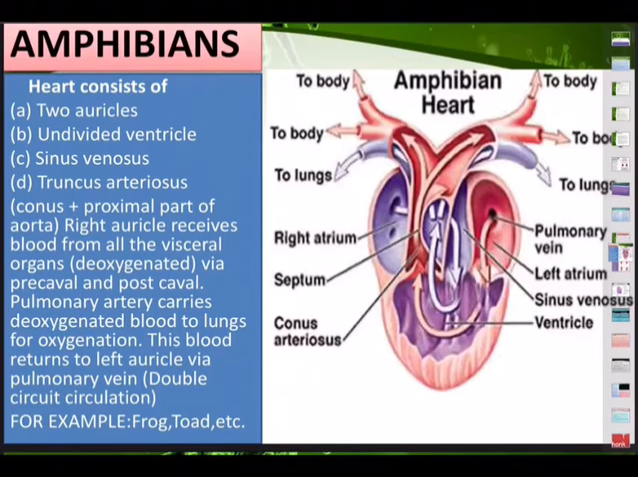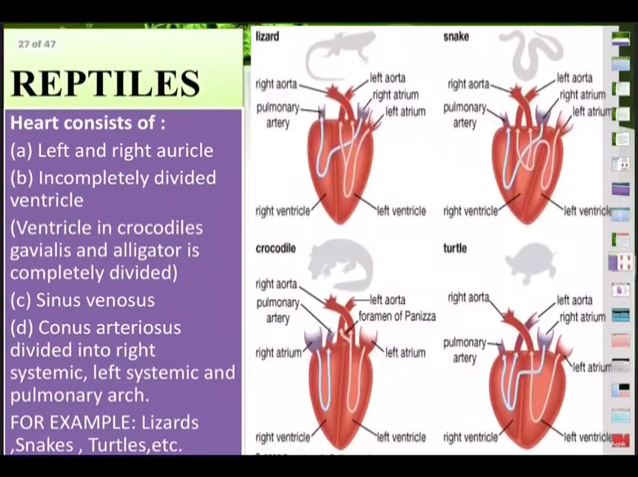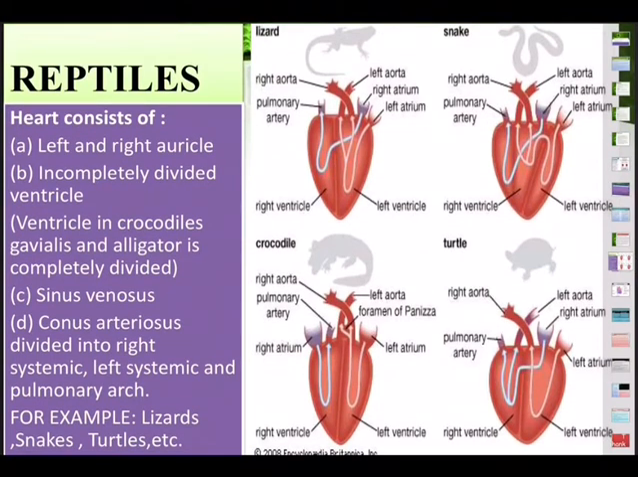The conus and proximal part of the aorta. The right auricle receives deoxygenated blood from all the visceral organs via pre-caval and post-caval veins. The pulmonary artery carries deoxygenated blood to the lungs for oxygenation. This blood returns to the left auricle via the pulmonary vein. That's how double circulation takes place, for example in frogs and toads. The heart structure will be like this. And now we move on to the next one, reptiles.